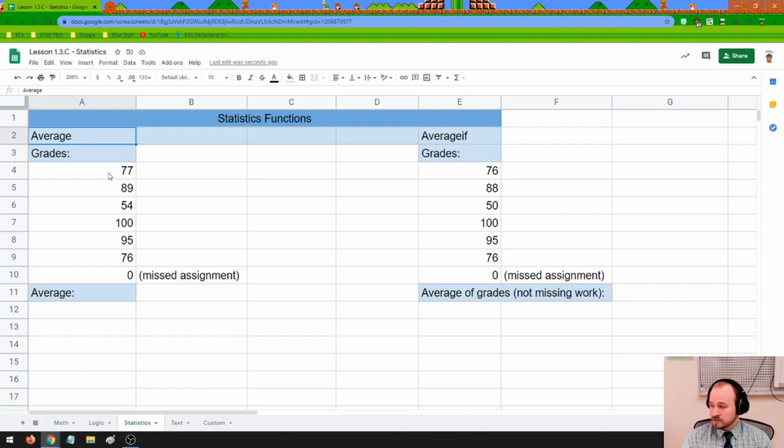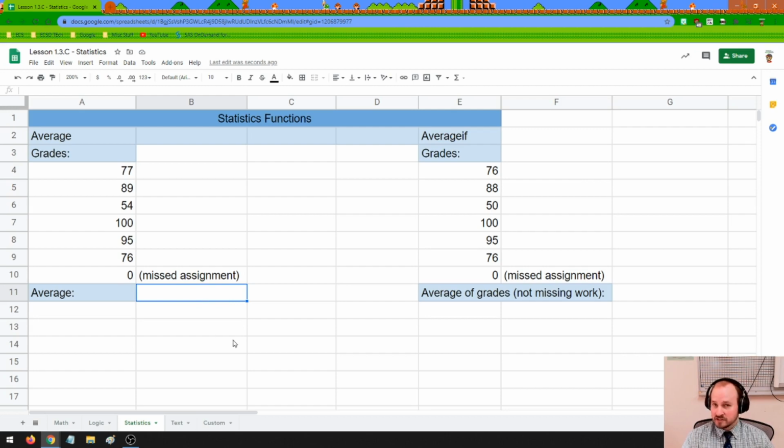We're finding the average of something. I have a bunch of grades here: 77, 89, 54, 100, 95, 76, and a 0. The 0 is a missed assignment, which we're going to use in this next piece. But for now, what I want to look at is just to find the average of all of these grades.